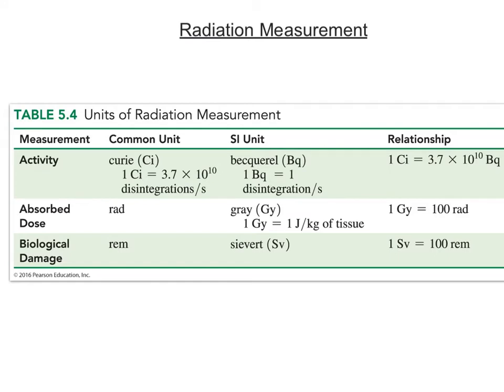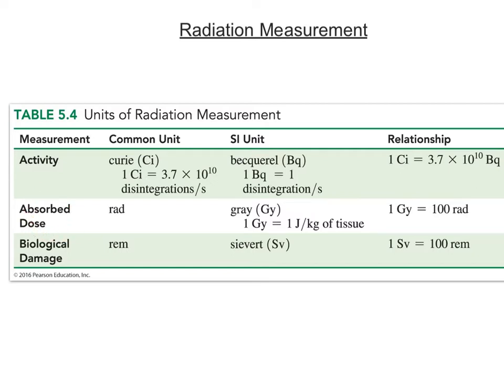Radiation is measured in several ways, like radioactivity, absorbed dose, and biological damage. Radioactivity is measured by Curie and Becquerel. A becquerel refers to 1 decay of radioactive material per second. The Curie is a larger unit and is equal to 3.7 times 10 to the power 10 becquerels.